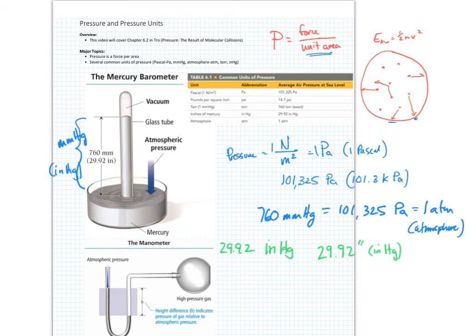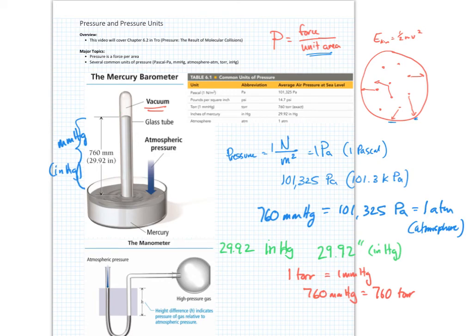The only other unit that I'm going to expect you to know is the unit of torr. Torr is often used for lower pressures, like when you create a vacuum, it's often measured in torr. And 1 torr is equal to 1 millimeter of mercury. So 760 millimeters of mercury is equal to 760 torr. As I mentioned, often torr will be used when you create a vacuum, when you suck air out and lower the pressure.